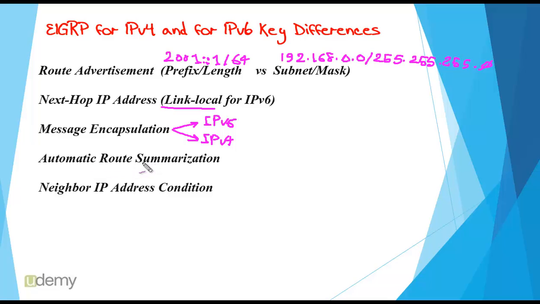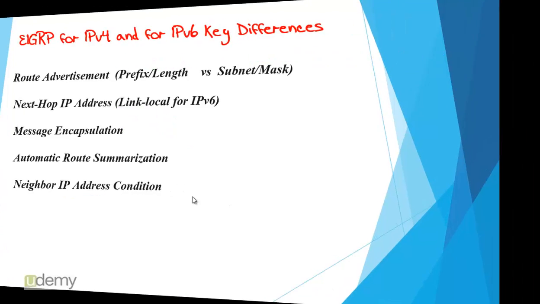If you don't know anything about route summarization, don't worry, I will tell you about this concept in a separate lecture. And finally, EIGRP for IPv6 is not sensitive about the IP address of the neighbors in forming a neighborship relation. If the IP addresses of the neighboring routers are not in the same subnet, EIGRP for IPv6 does not have any problem with this, and the two routers could become neighbors.